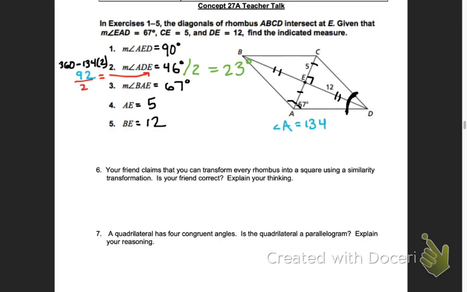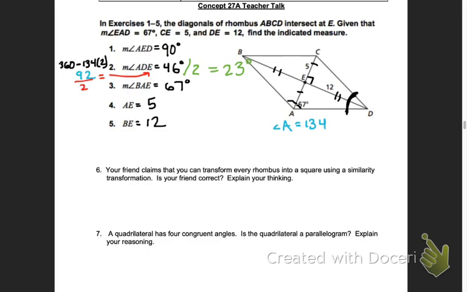And the last thing is number 1. I skipped that one for some reason, although it might be the easiest. We know that diagonals in a rhombus bisect, but they also intersect at 90-degree angles, or perpendicular. So AED is 90 degrees.